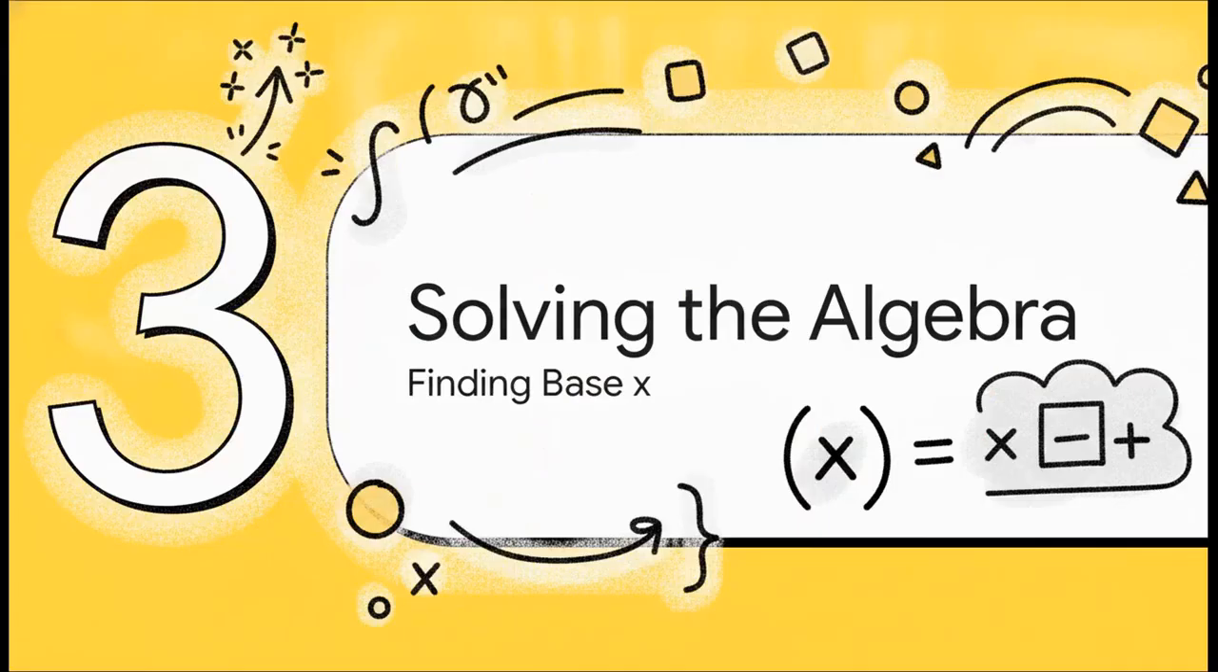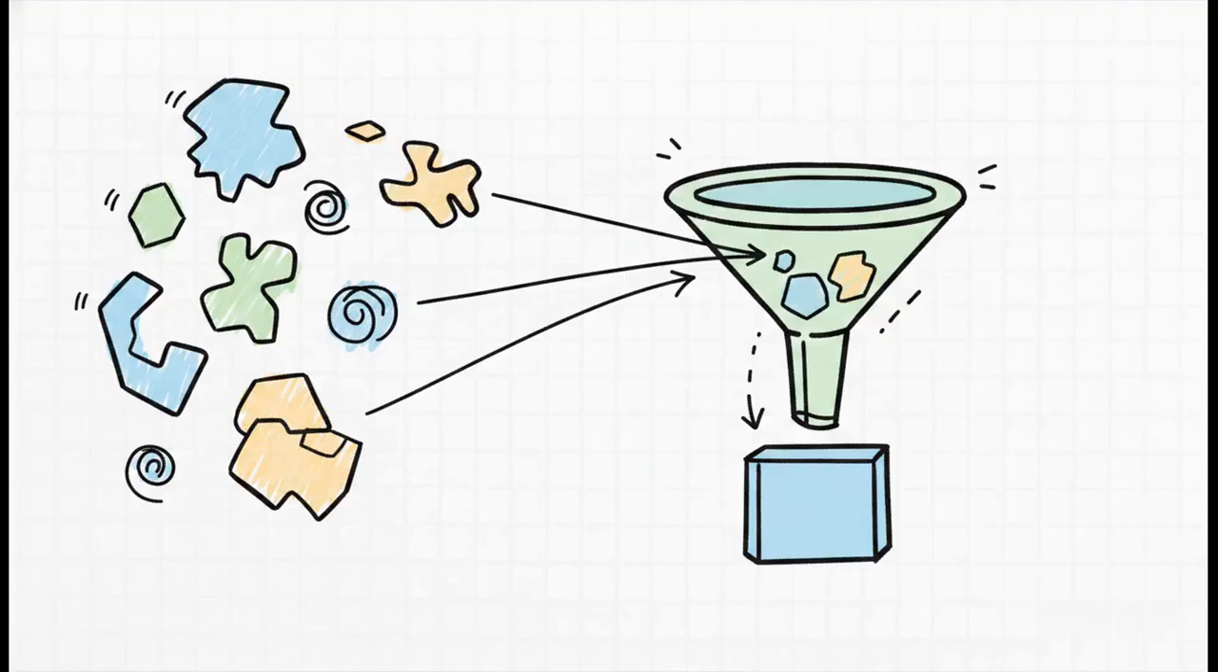Which brings us to Section 3, solving the algebra. Okay, this is where it gets really good. We're at the climax of the problem now. The translation phase is totally over, and it's time for pure algebra.